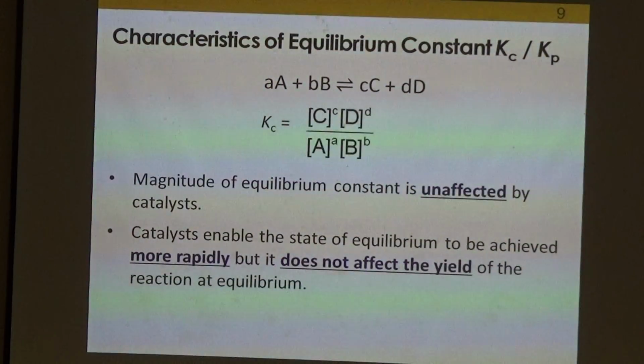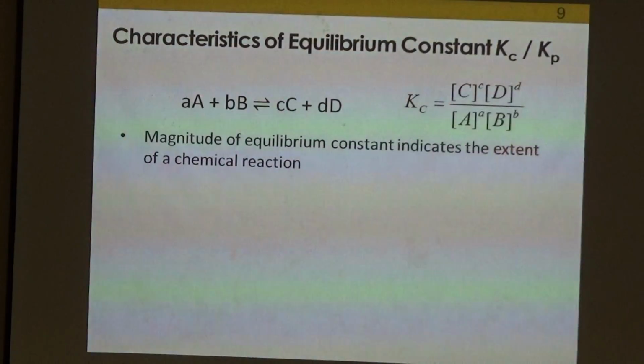This is important because you need to think about it. A catalyst simply makes the reactions faster. It will make the forward reaction faster, it will make the backward reaction faster. However, it doesn't change the position of equilibrium. That is something for you to remember. The catalyst doesn't allow you to produce more of a product. It simply allows you to produce the product faster.